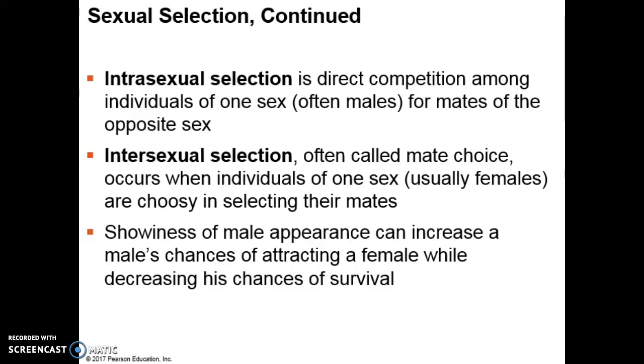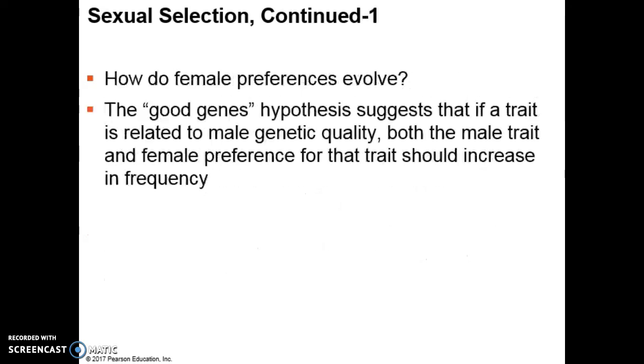So intrasexual selection is where members of one gender, often males, compete for mates of the opposite gender. Intersexual selection, really similar, is where the members of one gender are choosy in selecting their mates. So these two things often are happening at the same time. The female is choosing, the males are competing. So maybe we're talking about who has the best mating dance, who is the biggest, strongest, fastest. It depends on what the species is, on what they choose.